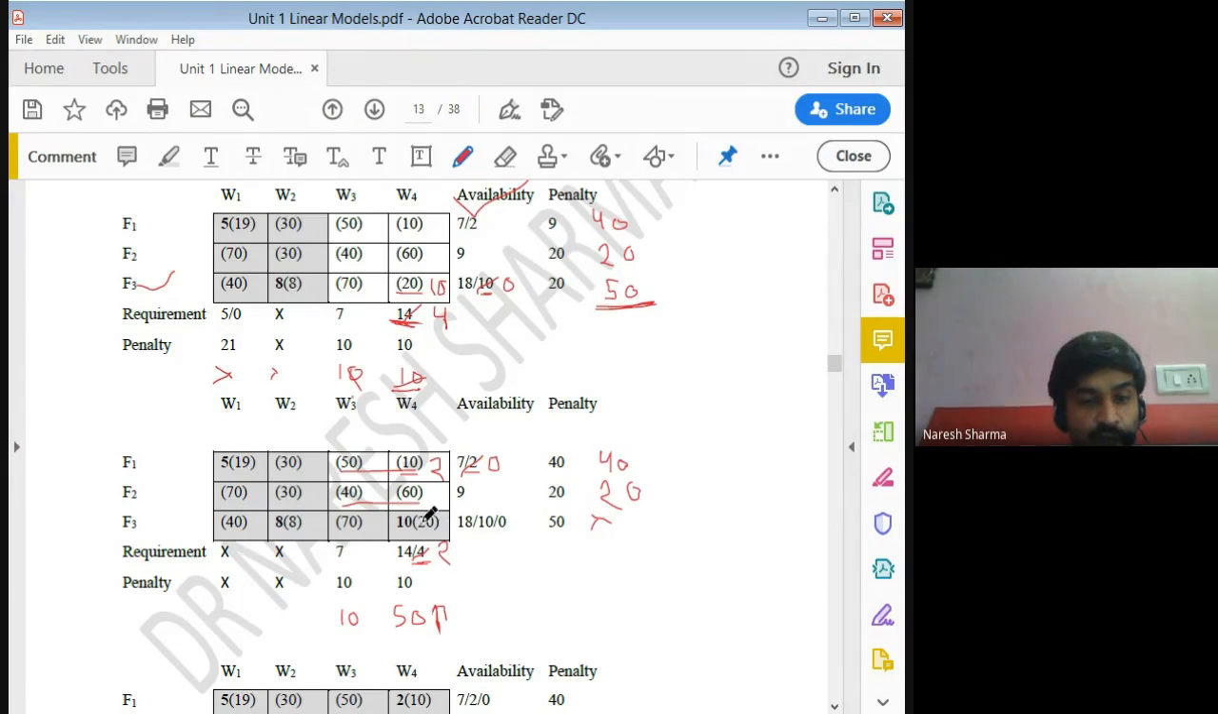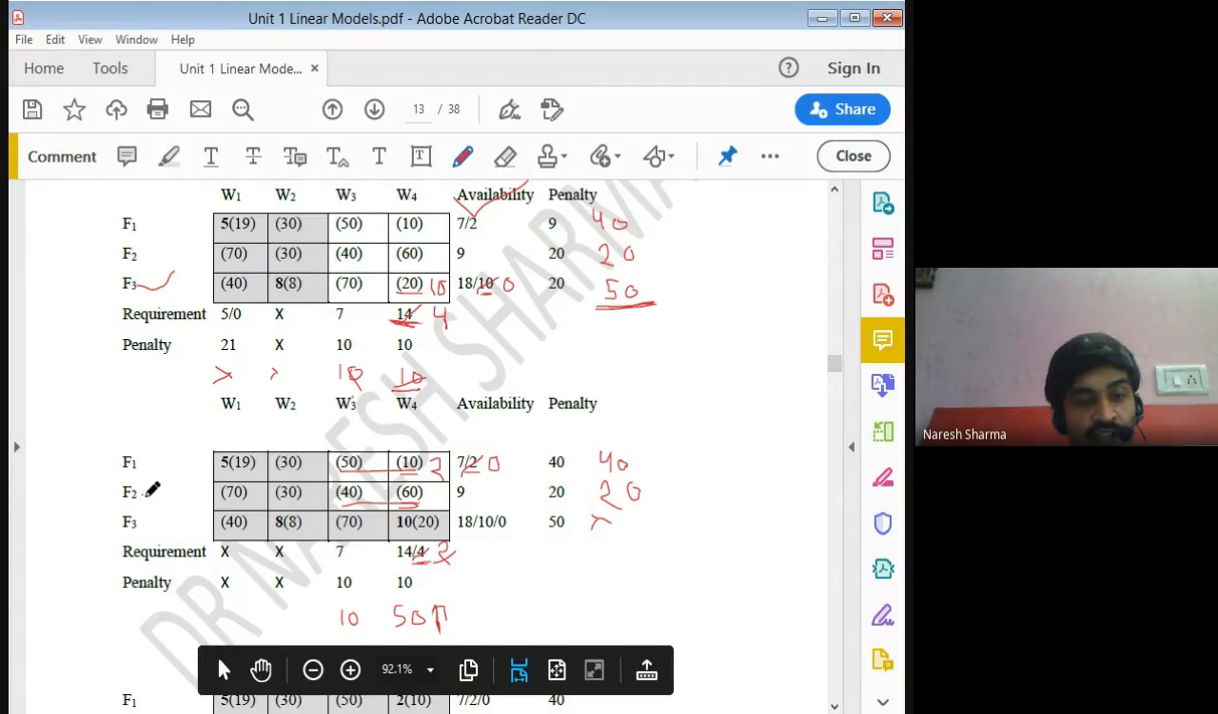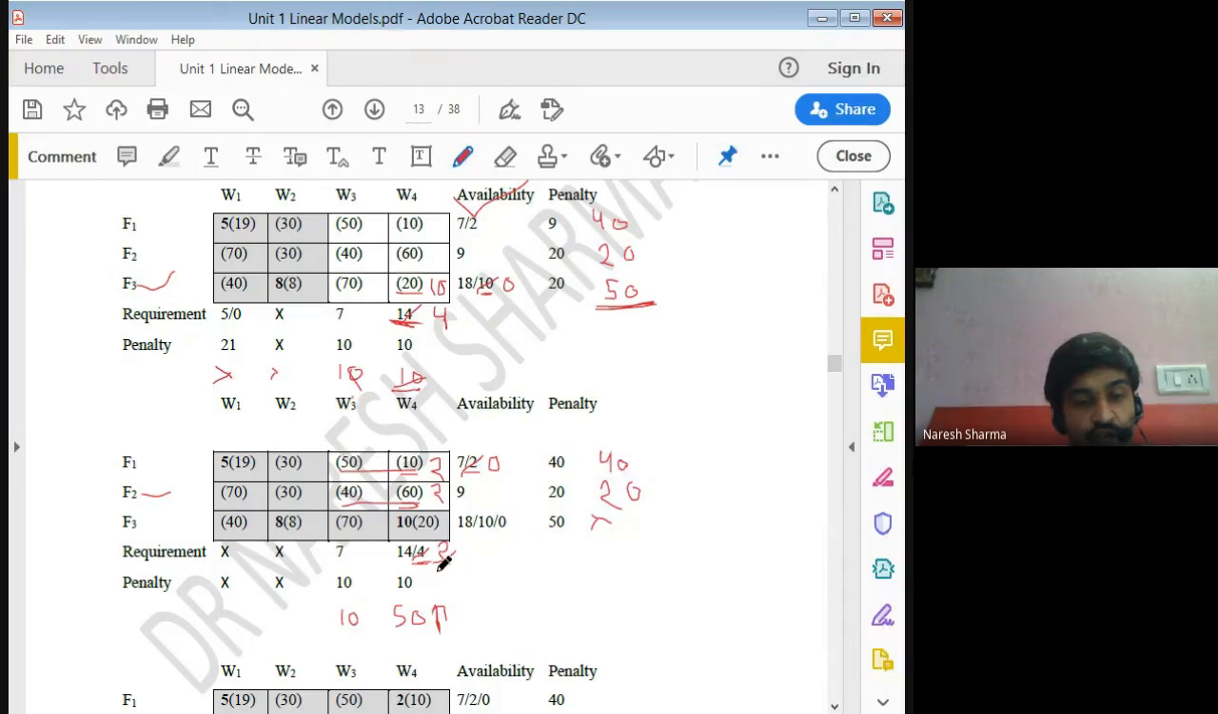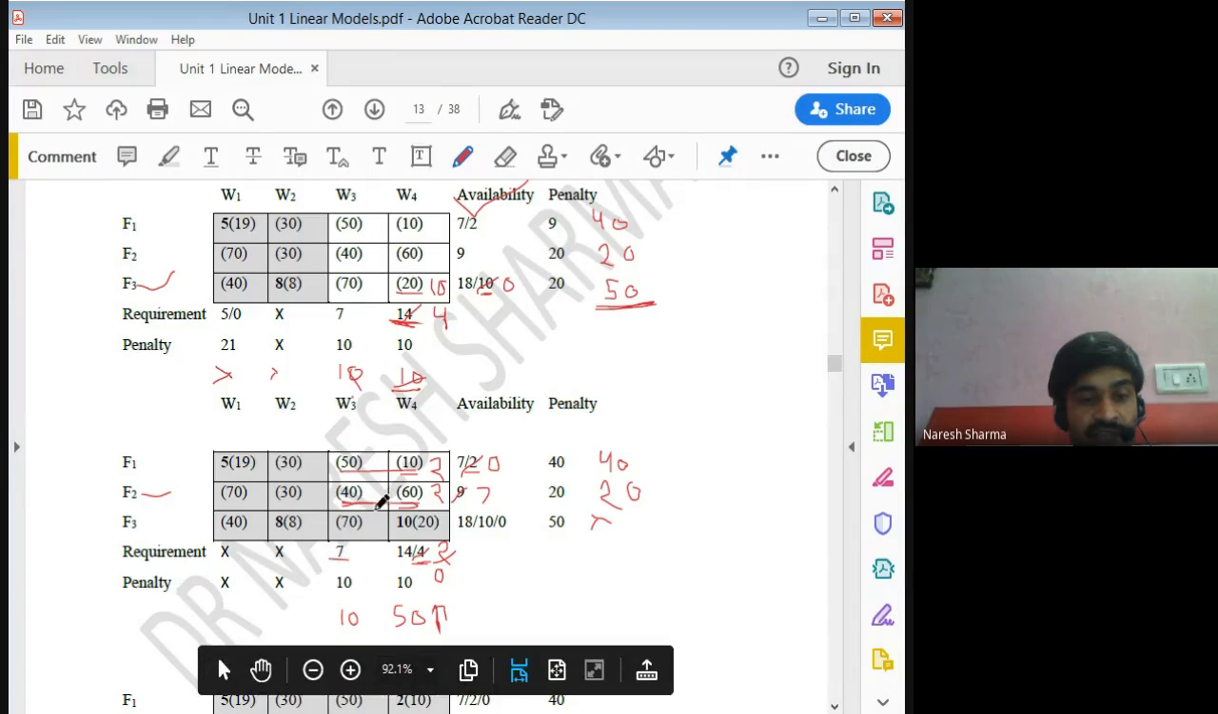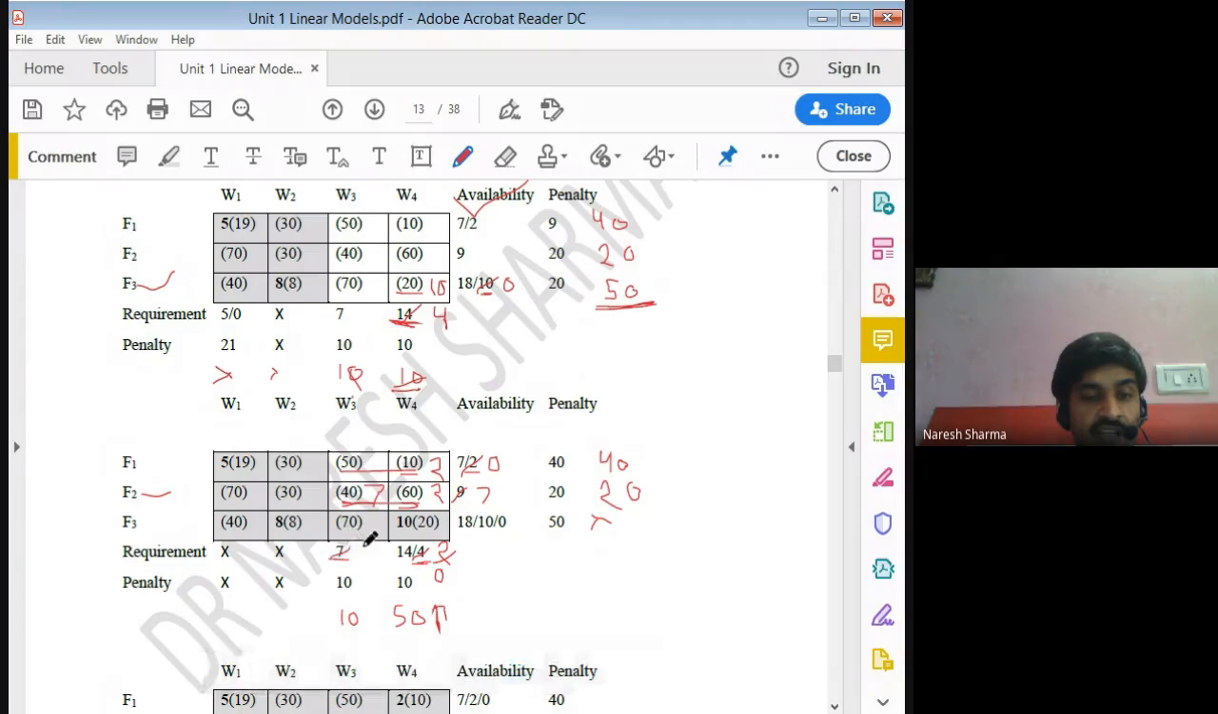Now we have only one location available, so we take these 2 units from the second factory only. So we write here 2 and this becomes your 0 requirement now, and availability we can write here is 7 in your second factory. Now we have only one element available in the second row. So if we see here, availability is 7 and requirement is also 7. So we allocate here 7 units so that this becomes 0. This also becomes 0.